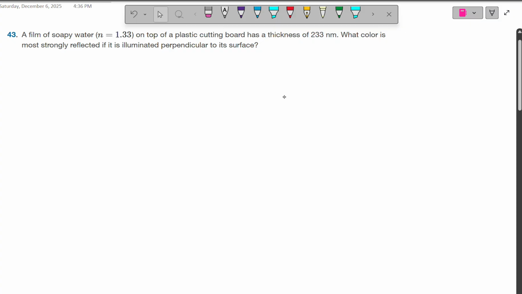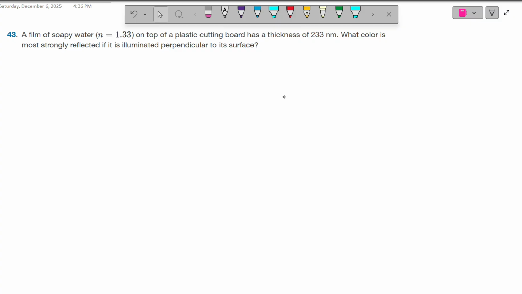Today we're going to look at a film of soapy water on top of a plastic cutting board that has a thickness of 233 nanometers. What color is most strongly reflected if it's illuminated perpendicular to the surface? Okay, here's the idea. We are in chapter 3 of OpenStax Volume 3, and now we are dealing with interference. So what have we got?